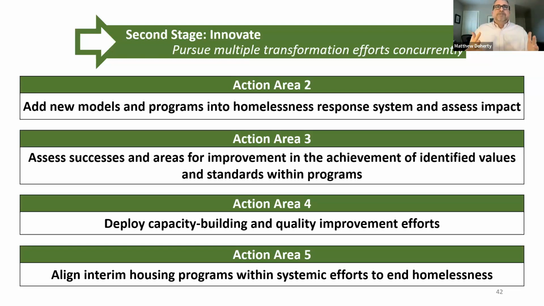But some of the essential things that feel necessary for actual transformation to happen are to test new models and programs and assess how they're working. And then, in action area 3, to be really conscious and thoughtful about whether you are getting better at achieving the values and standards that you identified as a community. And then action area 4 is around capacity building, trying to shore up and strengthen the ability of programs to achieve those values and standards, not starting with a punitive approach, but starting with the ability to invest in people's capacity to achieve those standards and values.